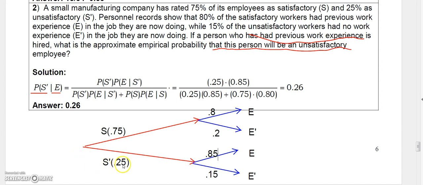the path from S prime to E, so we multiply 0.25 times 0.85, and there you have it in the numerator. And then the denominator, we do all paths to E, so we do the 0.25 times the 0.85 and put that there, and then we do the 0.75 times the 0.8 and put that there, and then you just grab a calculator, do the calculation, and I got 0.26 for that. So that would be, I guess, a fairly low probability.